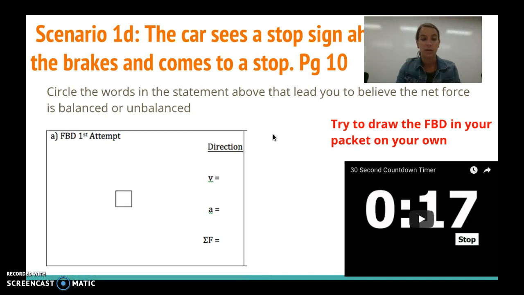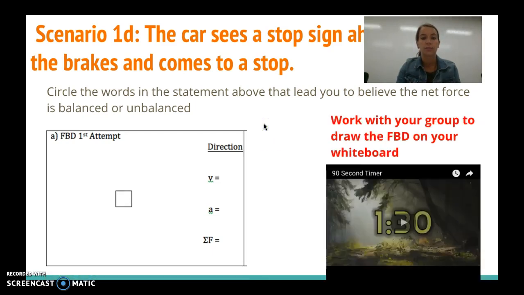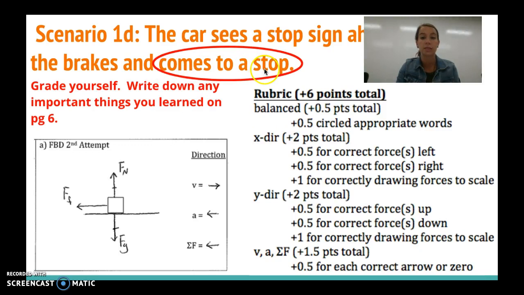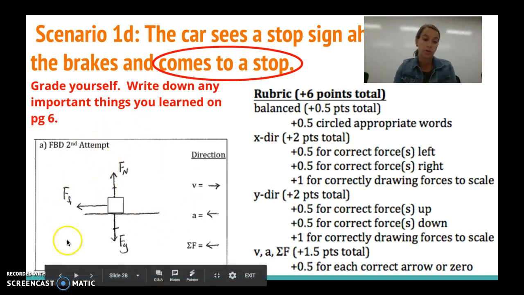and let's see how you did. So circling, you should have circled coming to a stop, okay? That means slowing down. If you circled like applies brakes and comes to a stop, that's totally fine, but it's coming to a stop. So on page 10, that second box, this is what you want to draw in there. This is the right answer. So we have gravity and normal force.